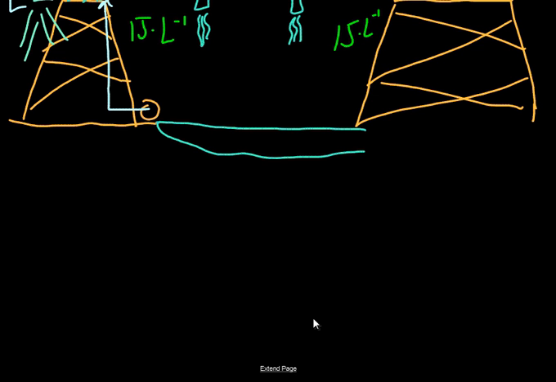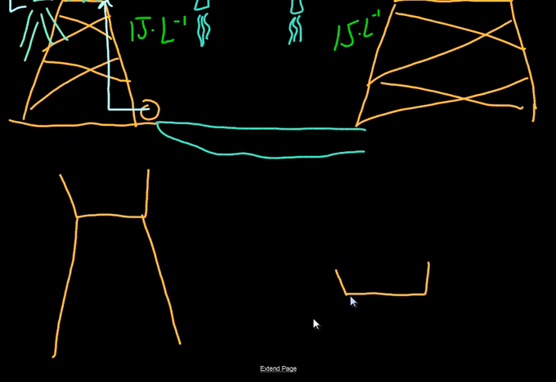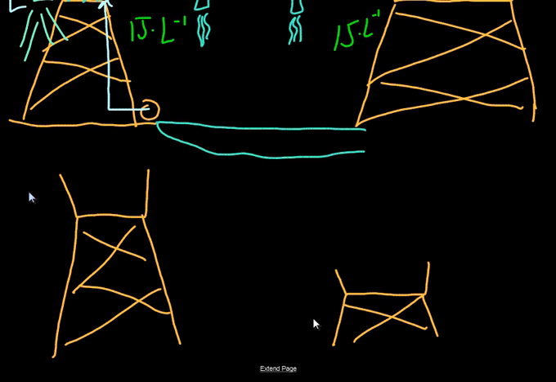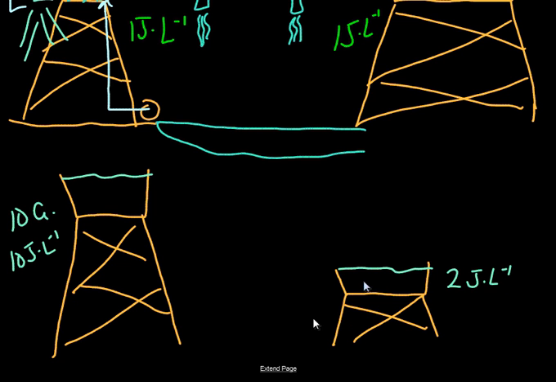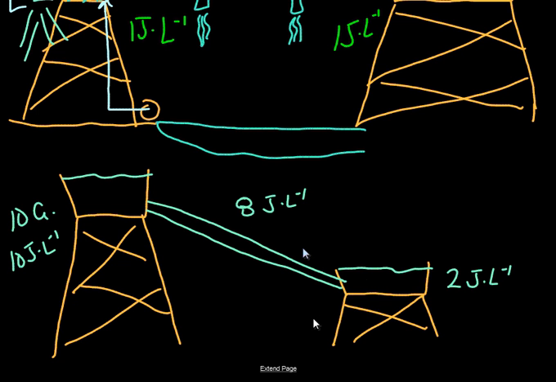Sure, and let's talk about that. Okay, let's say we take a really high water tower like this. Now let's say we have a low water tower like this. Okay. And let's say this one is 10 Gs. Call that 10 Gregs, which is, again, 10 joules per liter. Okay. And this one is 2. This one is 2 joules per liter. Okay. And I connect them together. You would. 8 joules per liter worth of work can be done from here to here.